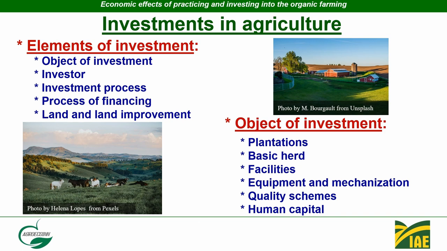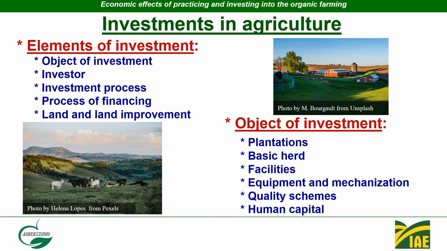Third, basic herd. For example, investing in establishment of new or enlargement of existing herd, replacement of unproductive animals, and other. Fourth, production, logistic, and processing facilities. For example, investing in farm buildings, greenhouse, cold storage, stables, warehouse, silo, garage, fencing, well, and other.